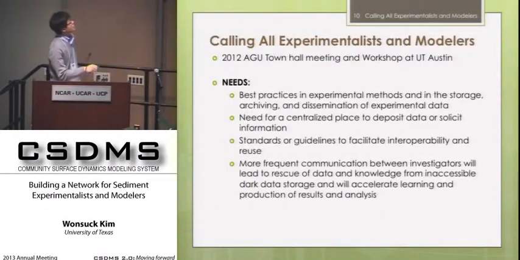During the 2012 AGU town hall meeting, and at the workshop at UT Austin, which some of you probably came to, we collected the needs from the community. And here is the summary. We need best practices in experimental methods, and in the storage, archiving and dissemination of experimental data. There is a need for a centralized place to store our data. We need a standard and guidance. We need more frequent communication to foster more collaboration.